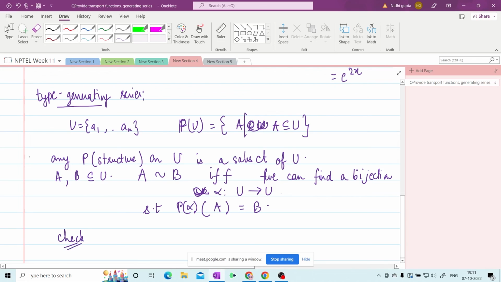Since any bijection here is basically relabeling the elements of U, when should two subsets be isomorphic? When will we be able to construct a bijection which will send a subset A to B? A will be related to B if and only if order A is equal to order B.